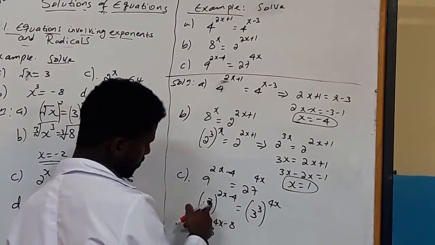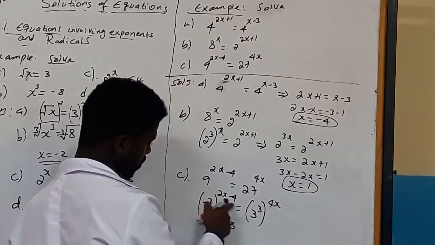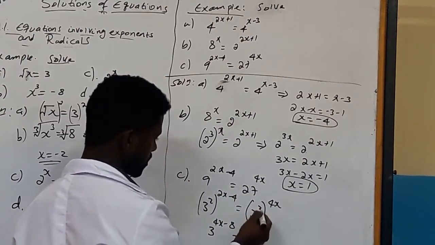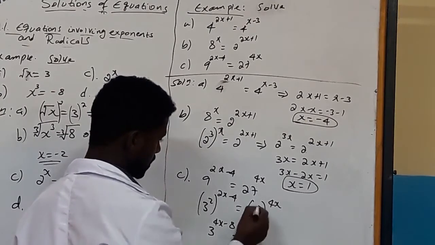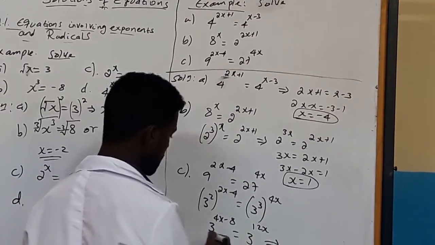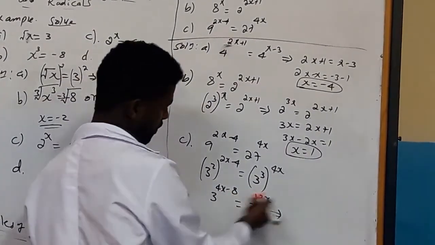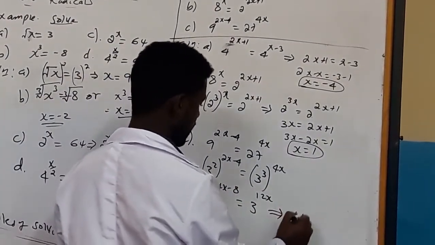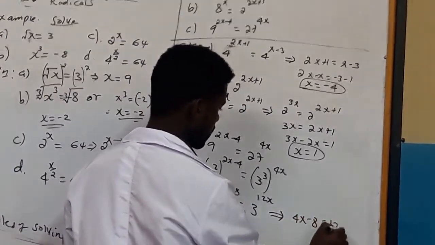So don't forget to multiply both terms, and this is equivalent to 3 the power of 3 times 4, which is 12, so 12x. This implies that the bases are now similar. We can simplify the exponents, that is 4x minus 8 is equal to 12x.